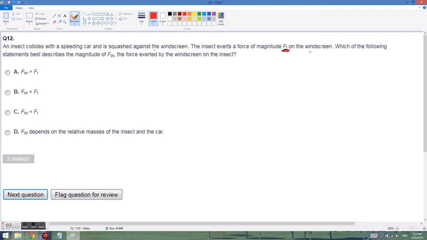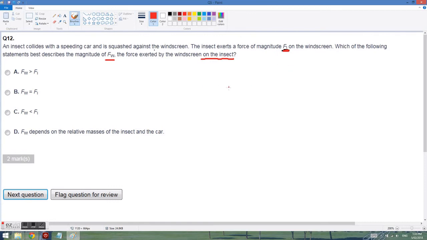Which of the following statements best describes the magnitude of force Fw? The force exerted by the windscreen on the insect. This is testing Newton's third law, so let me explain it.